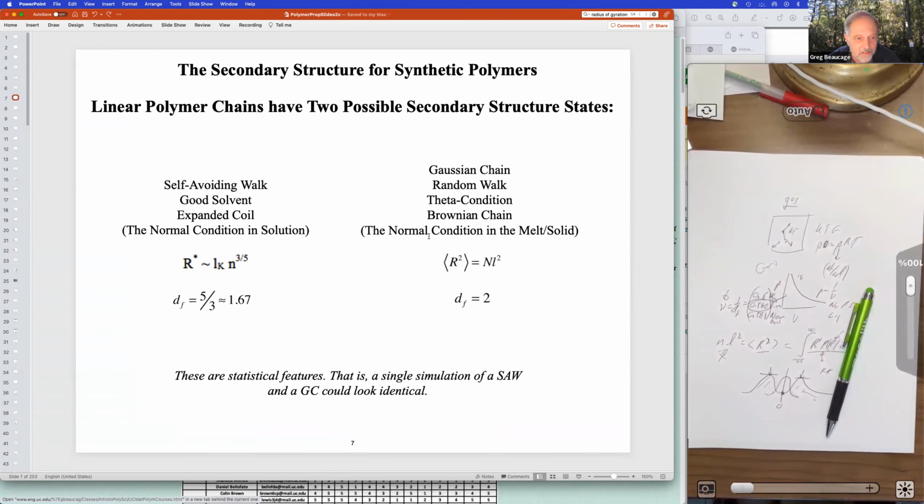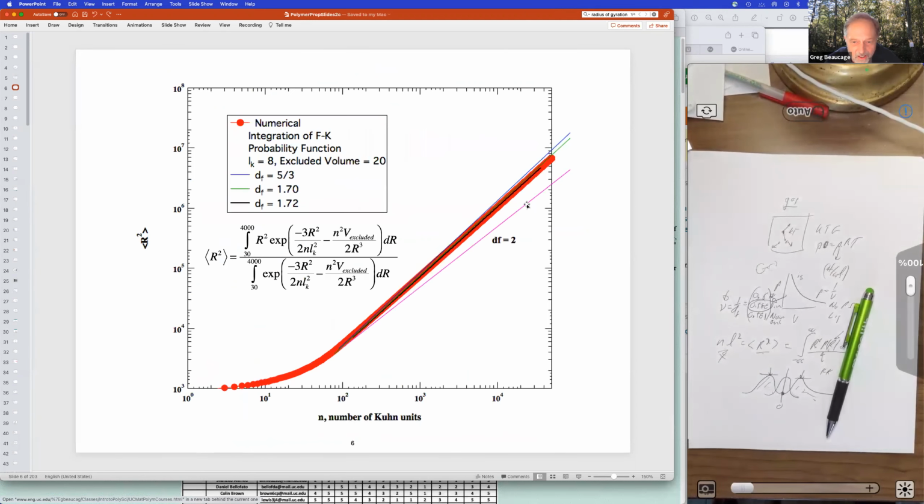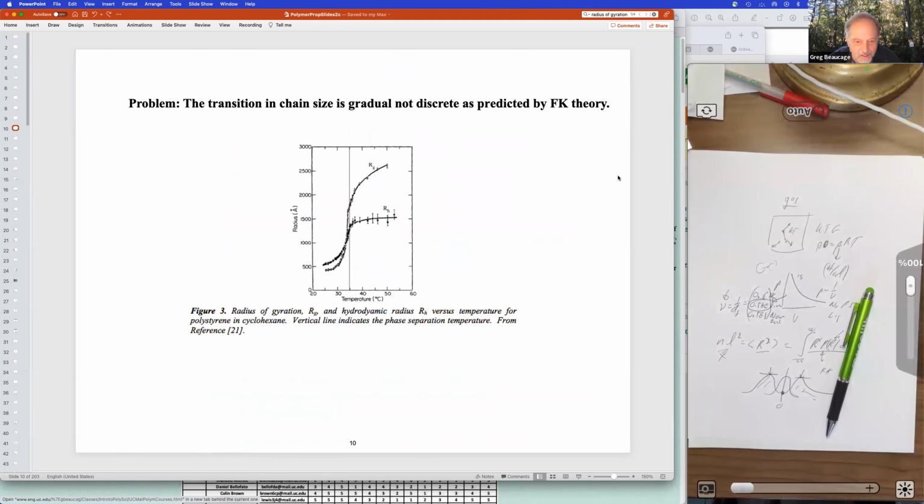So this gives the idea that there's 2 states possible. Like there's only 2 states possible because this excluded volume is either there or not there. If it's not there, you get Gaussian. If it's there, you get 5/3 power, 5/3 fractal dimension, right? So it's either on or off. There's no in between. But if you look at the data, you can see that there is no on and off to this.